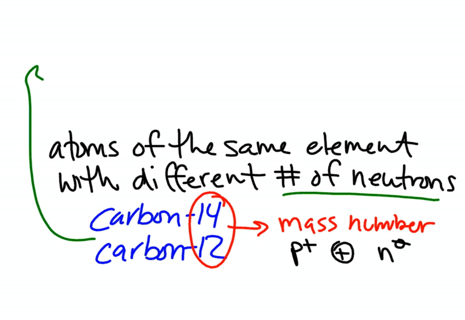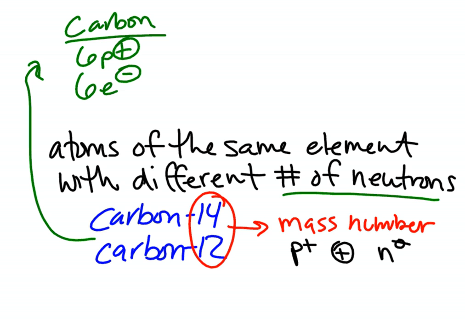If we look up carbon on the periodic table, we determine that there are 6 protons, which means if it's a neutral atom, there must be 6 electrons as well. And if it's carbon-12, that means this number right here represents the number of protons plus neutrons. So if the number of protons is 6 and I have the mass number of 12, that means I have 6 neutrons.